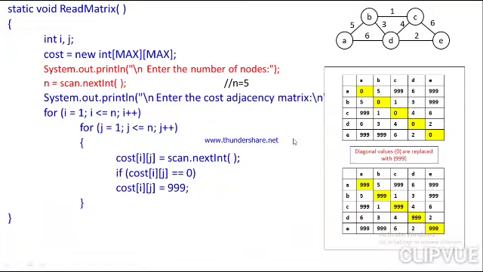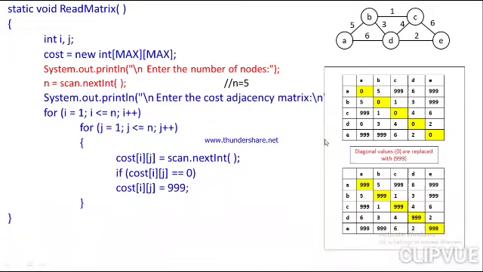So minimum edge we are considering. So suppose if I take these diagonal element values as 0, then every iteration this 0 itself will be the minimum cost edge. But A to A, the edge will be 0. There is no edge from A to A. That is the reason we have taken it as 999.